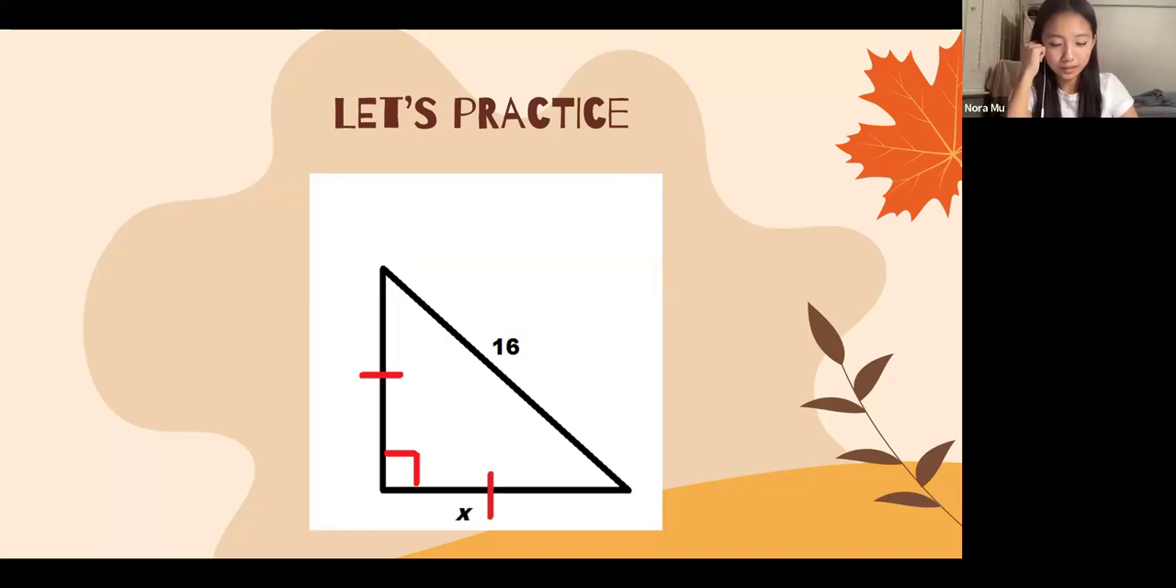Okay. So here we know the hypotenuse, which is 16. And we know the hypotenuse is found when you do x multiplied by square root 2. So here we have 16. So we need to divide 16 by square root 2. And that will give us 8 square root 2.